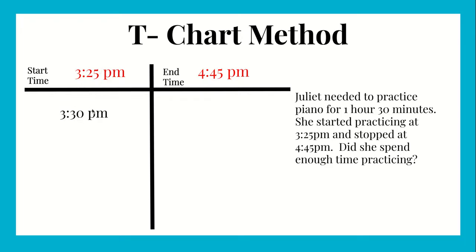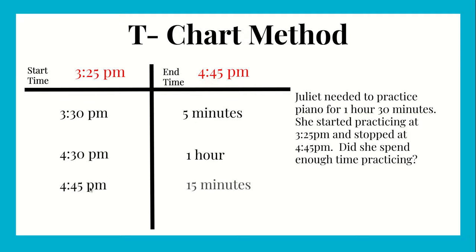And how much time did I make go by? I made 5 minutes go by. Now I'm at 3:30. Can I make a larger jump? Can I make a 1 hour jump? Yes, I can. So I'm going to go to 4:30, and that's a 1 hour jump. I'm still not yet at my end time. So how do I get from 4:30 to 4:45? I'm close, but I'm not quite there yet. So 4:30 to 4:45, I'm going to make that jump, is 15 minutes.